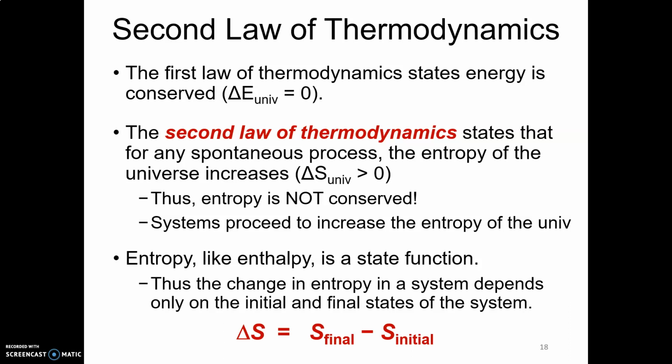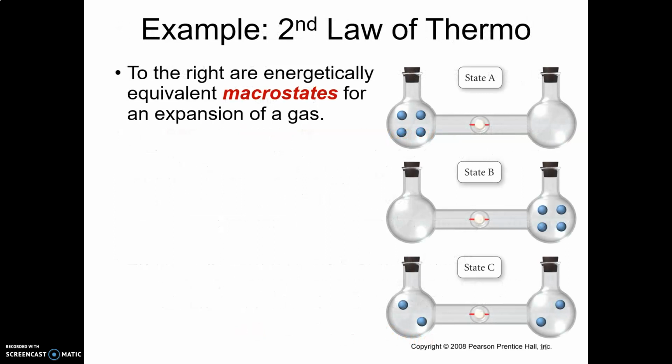Okay? So entropy, like enthalpy, it's a state function. We can represent it as a delta. So delta S equals the entropy of the final minus the entropy of the initial. Now, just like with enthalpy, figuring out S is kind of difficult, so we've got to have some other ways to figure it out. But we'll talk about that more as this chapter proceeds.